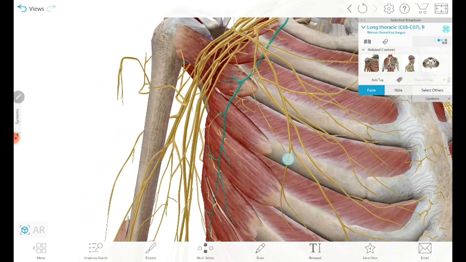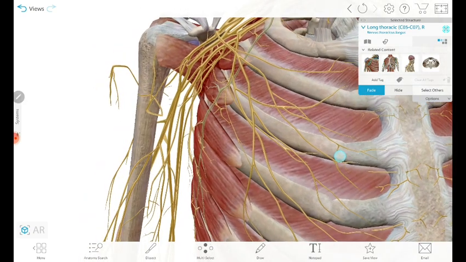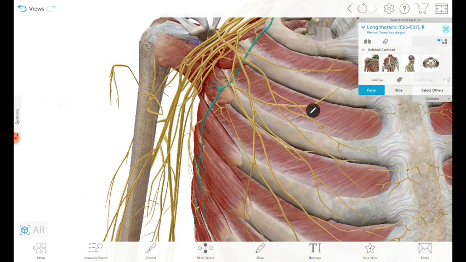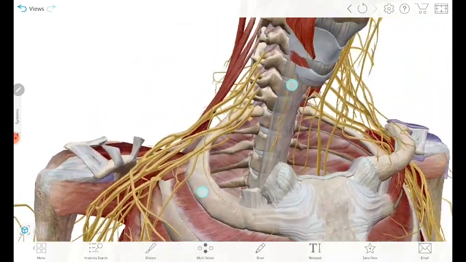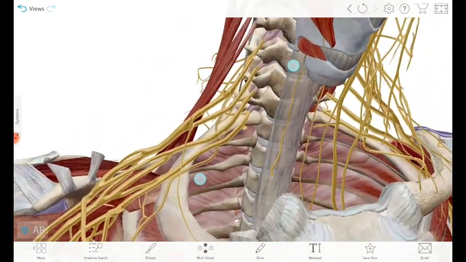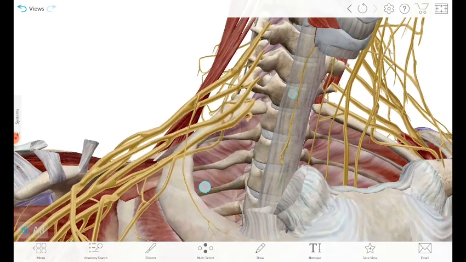So mastectomy is removal of the breast tissue, and this is mostly done for breast cancers. So while removing breast, it's possible that we might injure the long thoracic nerve, and in that case there will be damage to serratus anterior, and serratus anterior damage will lead to winging of scapula. So we saw the two nerves arising from the root, the dorsal scapular nerve and the long thoracic nerve.